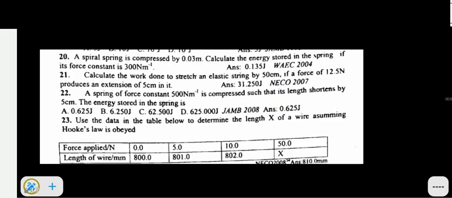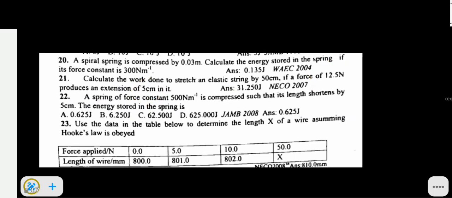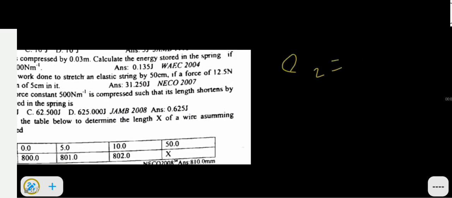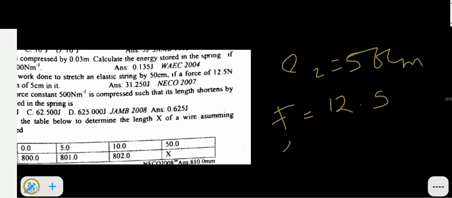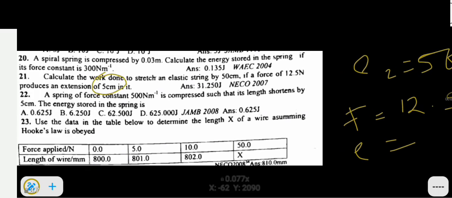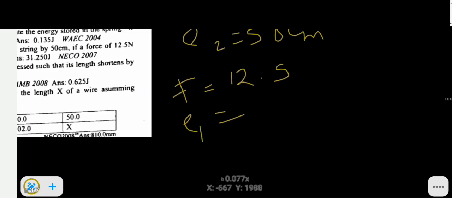For number 21, we have to calculate the work done to stretch an elastic string by 50 cm if a force of 12.5 Newton produces an extension of 5 cm in it. So this is the extension here, 5 cm, and this is the force that you are given. To solve this question, you need to bring out the values first. The work done to stretch the elastic spring by 50 cm is what you are looking for. So let's say e2 is 50 cm. But the force of 12.5 Newton, which is F, causes an extension of 5 cm. That's e1, so e1 is 5 cm.